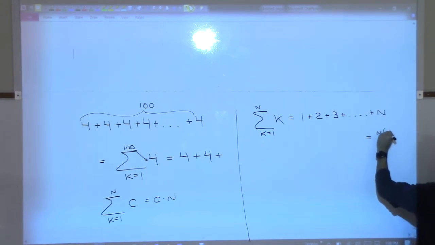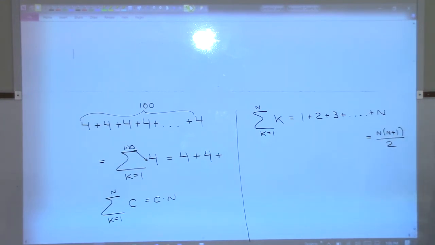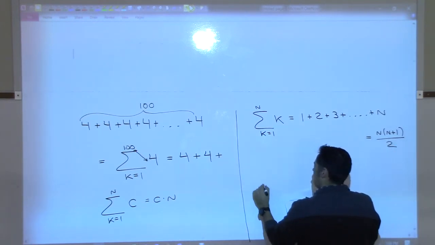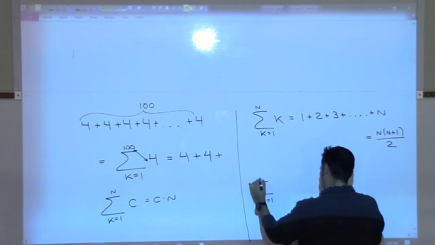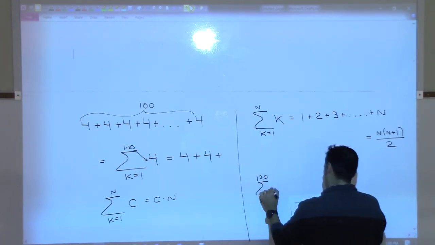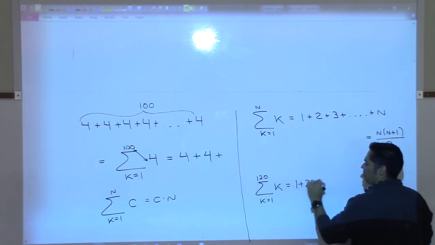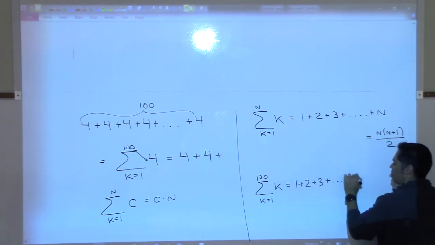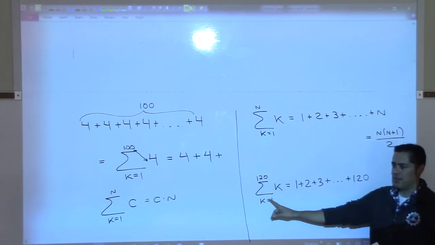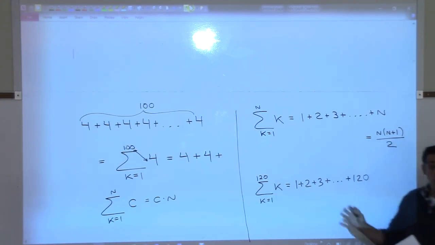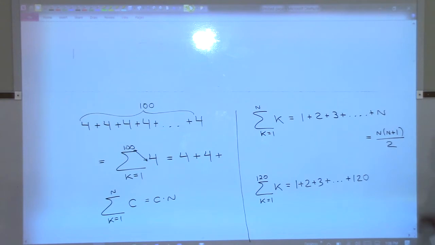N times n plus 1 divided by 2. It's weird. So the example I have here is if you want to take the sum k equals 1 to 120 of k, then this is going to be 1 plus 2 plus 3 all the way out to 120. That's what that means, right? That's what this means. But according to the formula, this should just be equal to what?